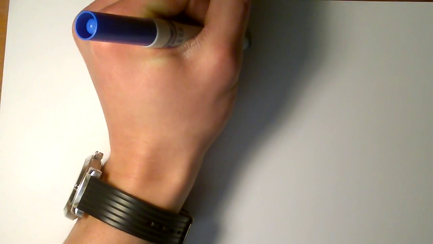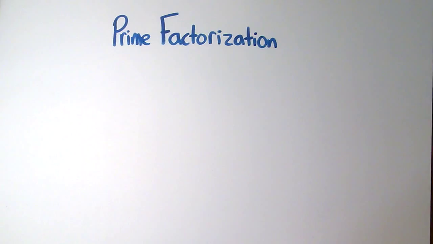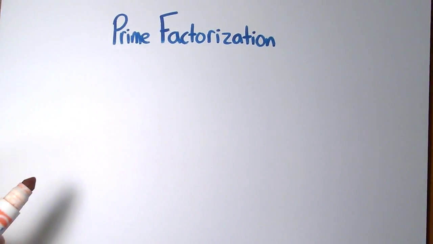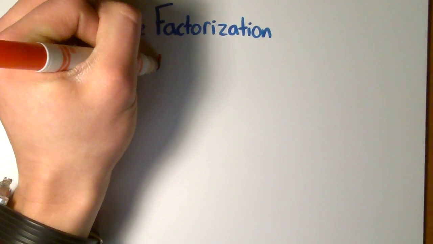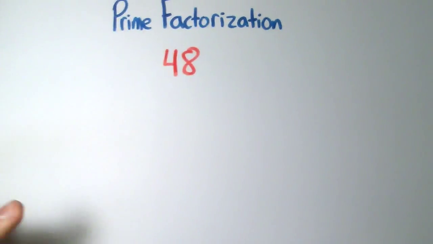All right, welcome to LBC Math Methods, and today we are going to be looking at prime factorization of a number. Now, prime factorization of a number is exactly what it sounds like. It's factoring out all of the prime numbers within a composite number. So to do this, we're going to use a factor tree, and a fun example for a composite number that we could use is 48, because this is a lot of multiples.